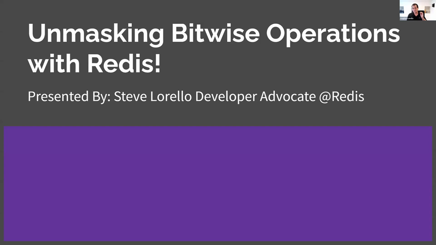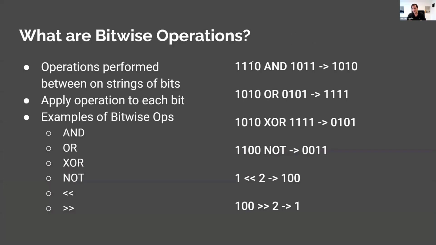And today I'm going to be unmasking bitwise operations with Redis. Bitwise operations are something that is in just about every programming language, but I think a lot of modern web developers have never really looked at them before because they don't necessarily need to use them. So what are bitwise operations?